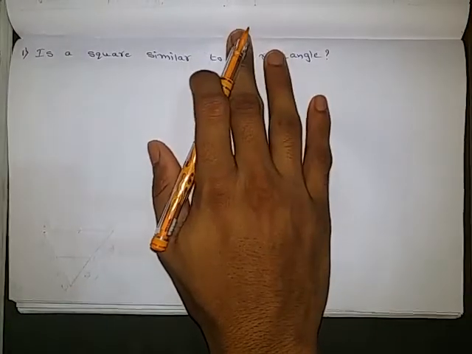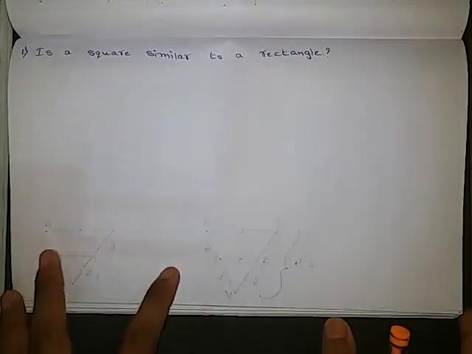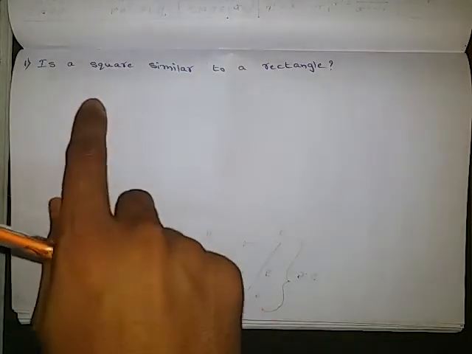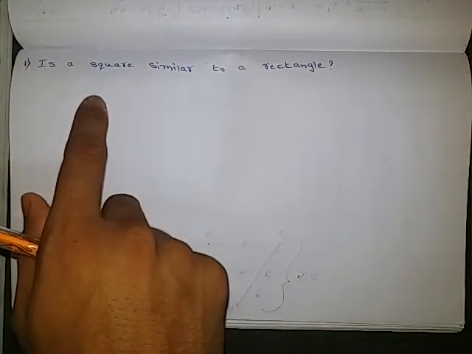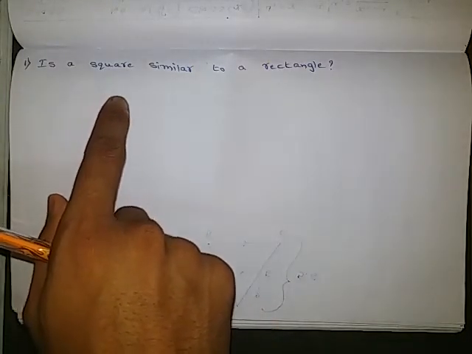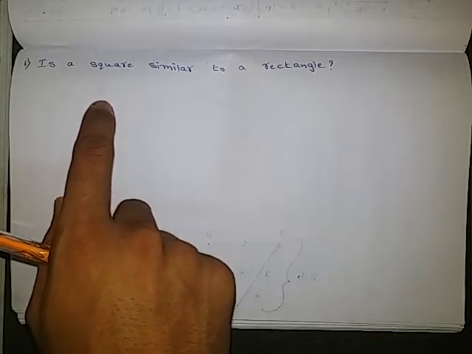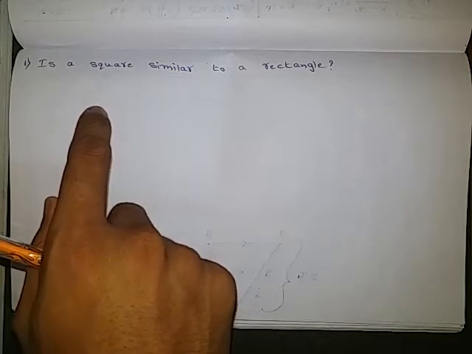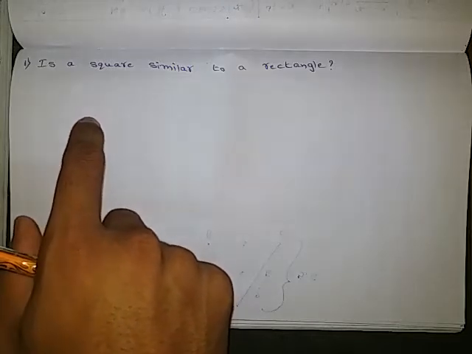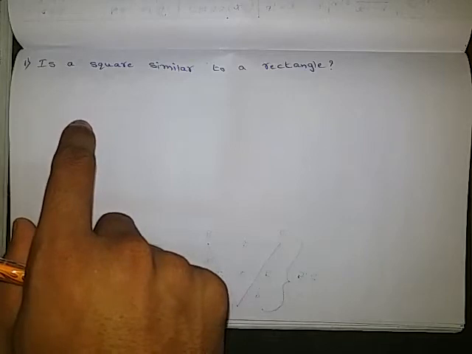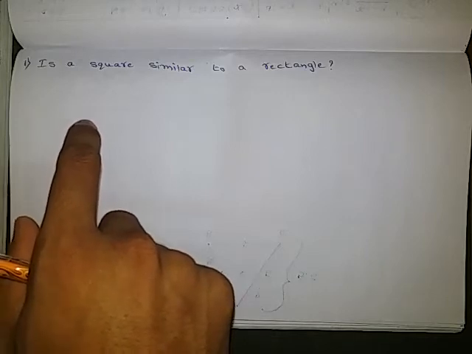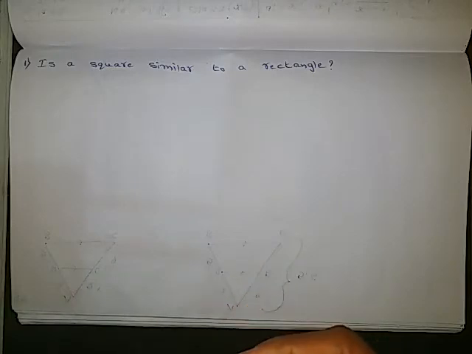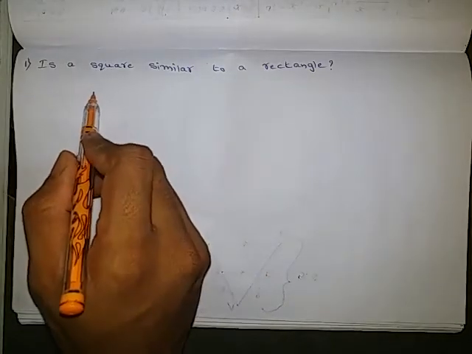So first, let us discuss some important questions from the similar triangles chapter. This type of questions: is a square similar to a rectangle? Is equilateral triangle similar to isosceles triangle? Is rhombus similar to square? Is square similar to rhombus? Is rectangle similar to rhombus? These kind of questions. Now let us check the answer for this.